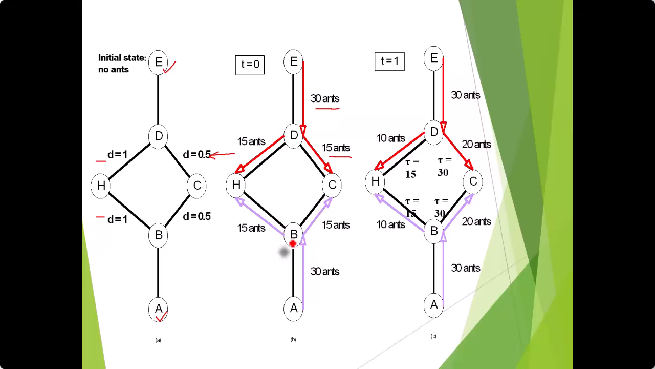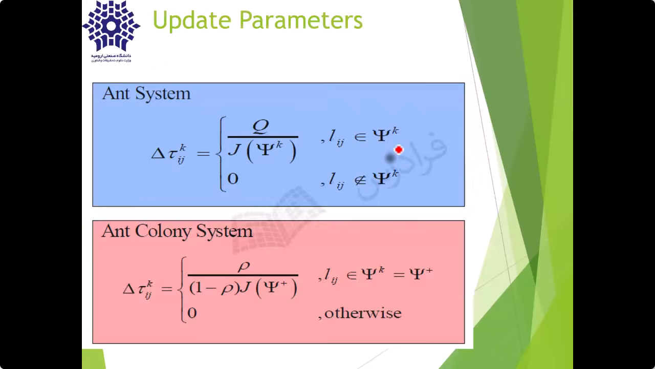But after some period of time, as you see at t equal to 1, now 20 ants travel from this side, and only 10 of them travel from this side, because the ants work with each other, help each other, and select the best paths for traveling, and select the shortest paths for traveling.